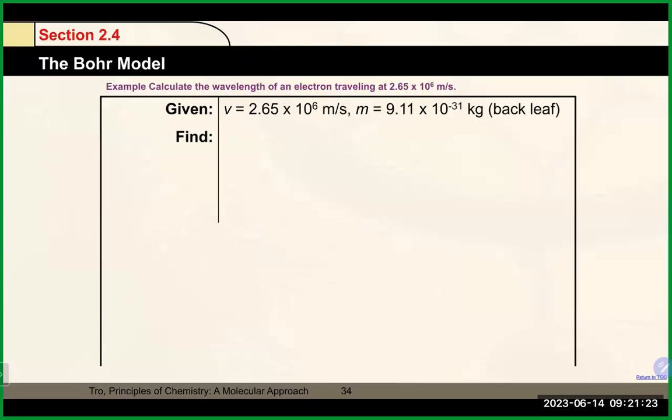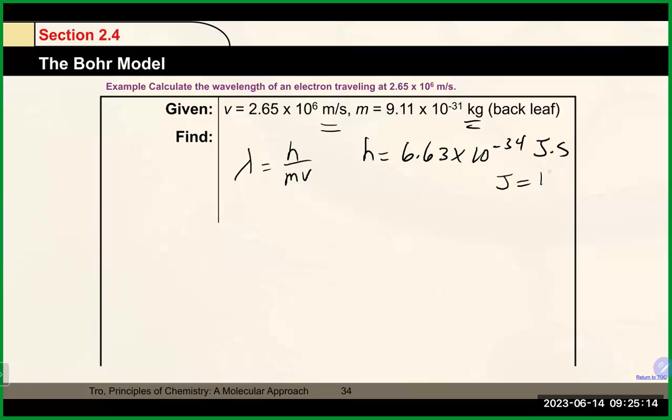Let's calculate the de Broglie wavelength for an electron that's traveling at 2.65 times 10 to the 6 meters per second. In this case, we're going to use the de Broglie wavelength, which is h over m times v, which is our velocity. In this case, everything's actually in the correct units for you, not always the case. So again, you might have to convert your mass into kilograms, and your velocity may not be in meters per second. Again, h is a constant, which is 6.63 times 10 to the minus 34 joules times seconds. A reminder that a joule is a kilogram meter squared per second squared.